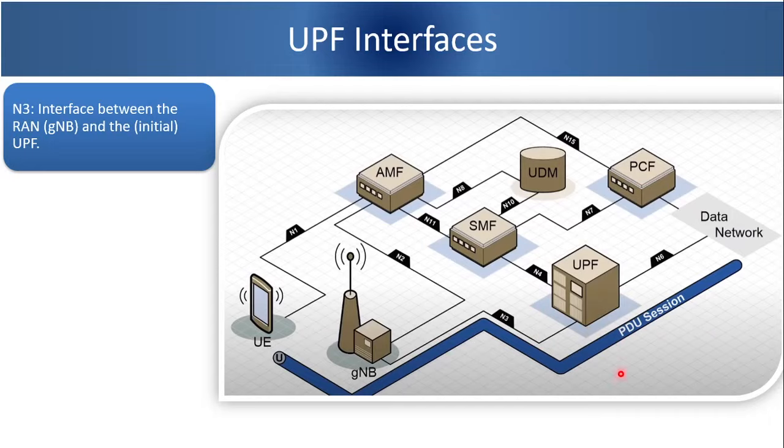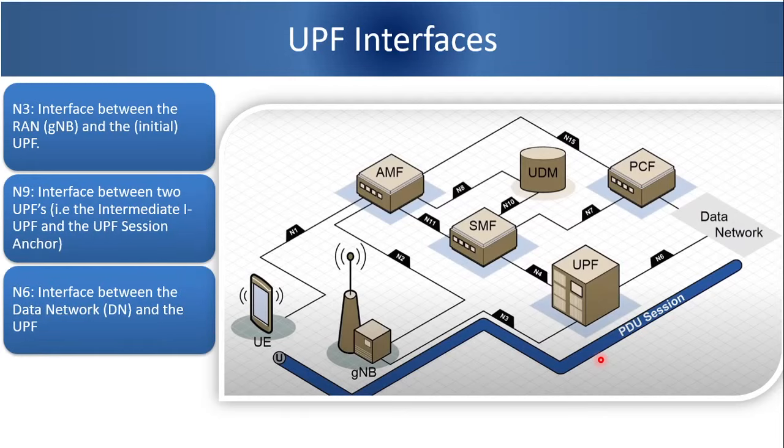There is one more interface which is not mentioned. In 5G you can have more than one UPF. There could be some intermediate UPF also, or a branching UPF. So for the connection between the UPFs, you have the N9 interface, which is not mentioned here. Normally it is shown like this as an N9 interface. So these are the interfaces.